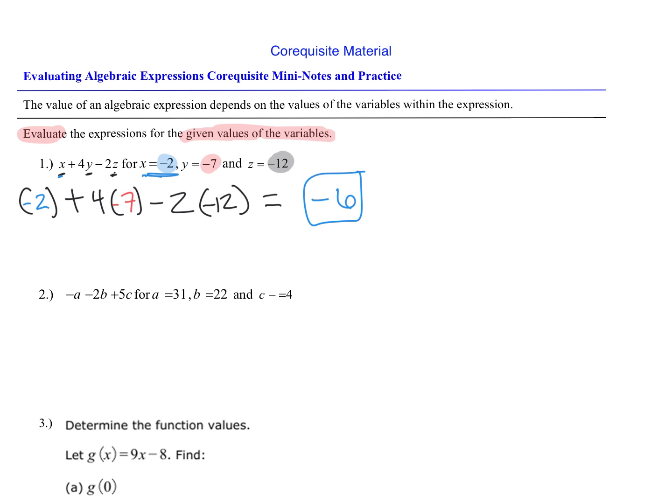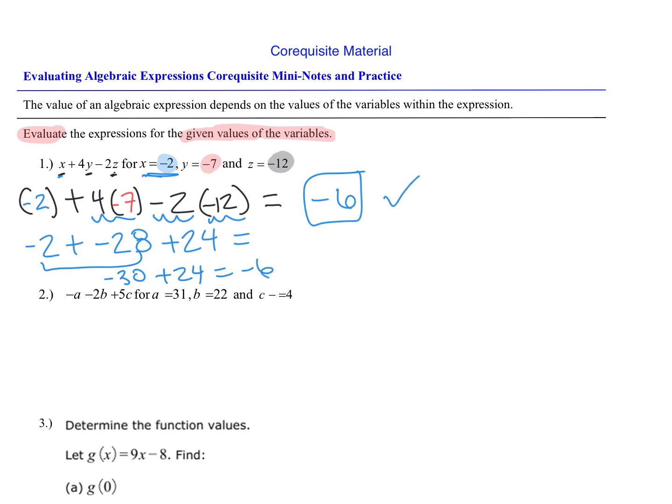And if you want me to work it out by hand, it would be negative 2, and then plus 4 times negative 7, which is negative 28. And then this negative 2 and negative 12 does become a positive 24. And so I have negative 2 plus negative 28, and that would be negative 30 plus 24, which does indeed give me negative 6. All right, number 2.